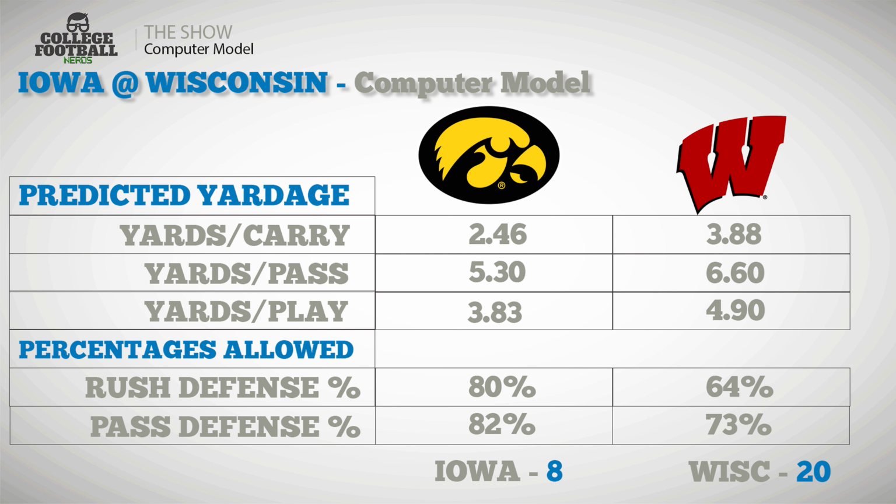Wisconsin. 64% of rushing averages, 73% of passing averages. Those are elite in both statistics. Some teams have lower rush numbers. Penn State is below 60% right now, but that pass number, anything below 75% is awesome.